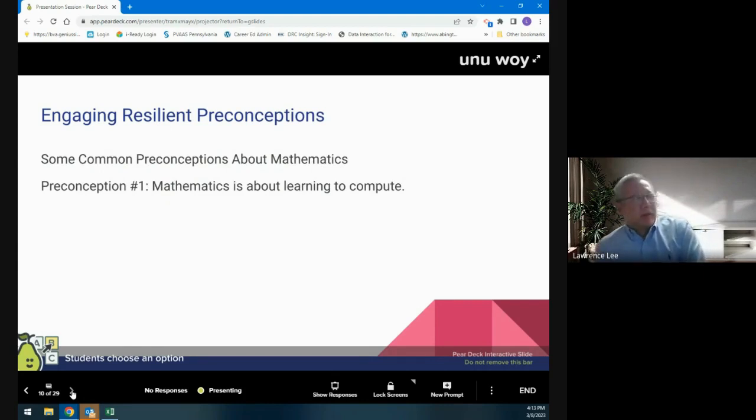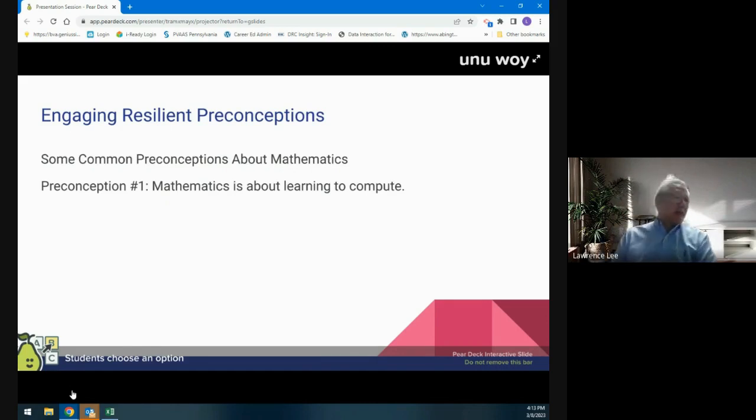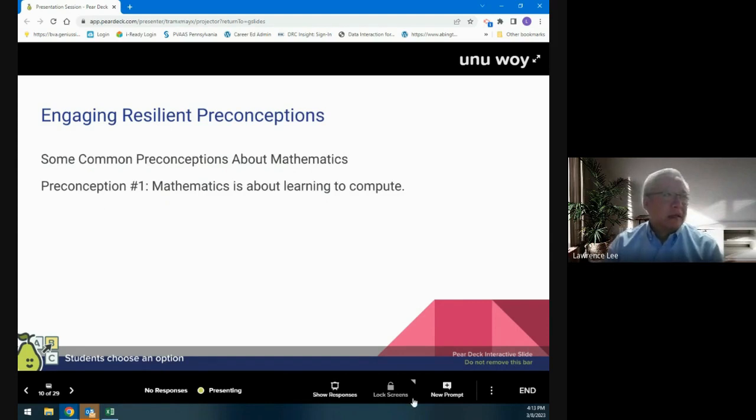So let's start off with the first type of preconception. Some common myths about mathematics. Mathematics is about learning to compute, and you should be able to answer true or false. So that's one preconception we want to talk about. What do you think? True or false? Math is about learning to compute.